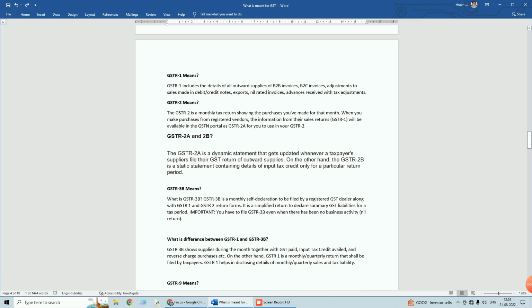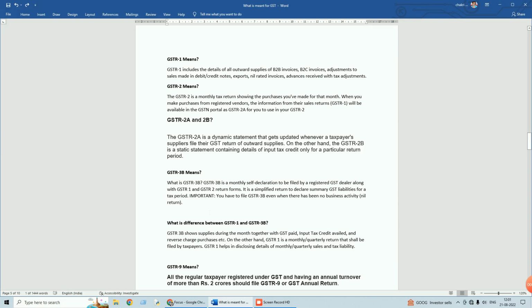Now we have GSTR3B. GSTR3B is a monthly self-declaration to be filed by a registered GST dealer along with the GSTR1 and GSTR2 return forms. Every month we need to file what our sales and purchases are. Along with that, there is a summary report called GSTR3B, a simplified return to declare a summary of GST liabilities for a tax period. Even if you don't have any business, this is a very important point: you need to file a GSTR3B with nil returns.